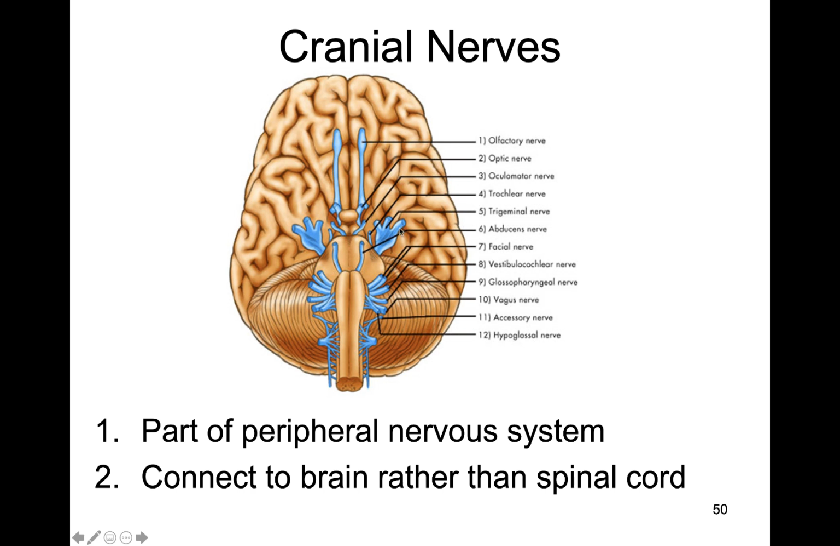This picture is showing the cranial nerves. These are part of the peripheral nervous system, and it's going to connect to the brain rather than the spinal cord. So there are 12 cranial nerves that you guys have to know for the lab. So you will have to know the names, and you'll have to know the Roman numerals for these.